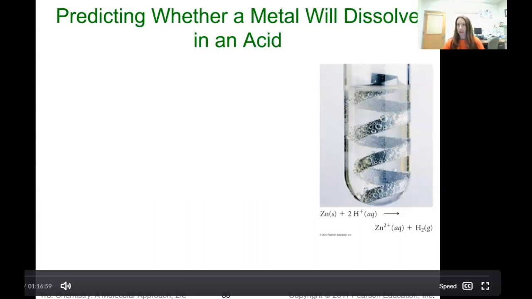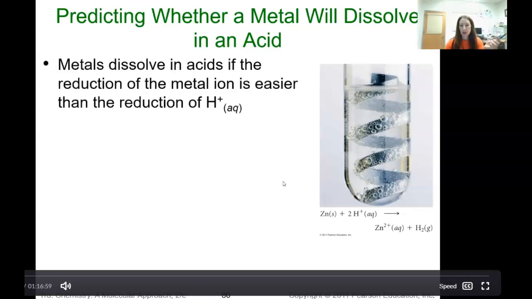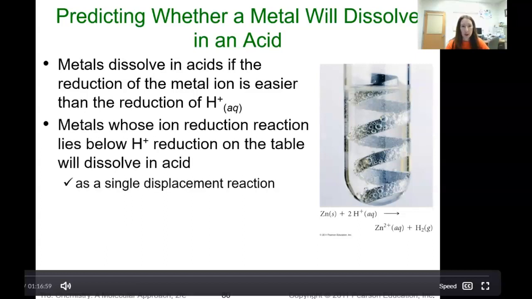Okay, so let's keep going on with our electrochemistry. So acids. How to predict whether a metal will dissolve in an acid. This is magnesium and hydrochloric acid, right? You definitely did it in 209 or intro chem. Metals dissolve in acids if the reduction of the metal is easier than the reduction of the hydrogen. I'm going to show you the reduction potential picture so you can see exactly what I'm talking about. If the metals that you want to reduce are below the hydrogen reduction, then they'll dissolve in the acid. And that's a single displacement reaction, right?